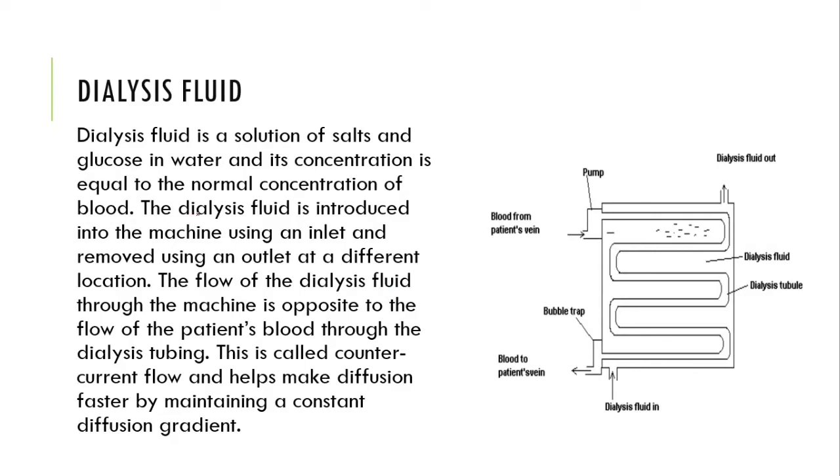Now, the dialysis fluid is introduced into the machine using an inlet and removed using an outlet at a different location. So there's an inlet here, okay? So the dialysis fluid will be introduced into the machine at this point, then it will come out at that point, okay? Then they're saying that the flow of the dialysis fluid through the machine is opposite to the flow of the patient's blood through the dialysis tubing. This is called countercurrent flow and helps make diffusion faster by maintaining a constant diffusion gradient.